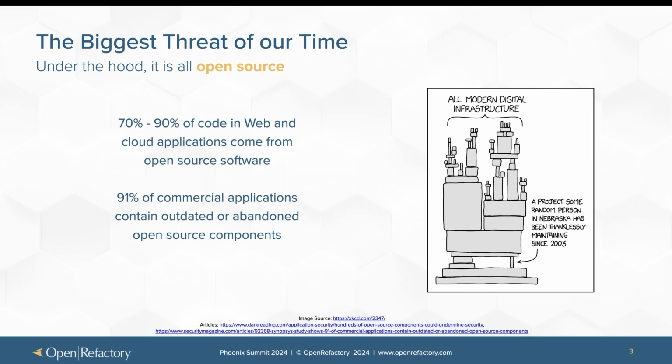So let's go to the biggest threat of our time, which is coming from open source projects. There is a very well-known XKCD comic that is shown here that people use to demonstrate the dependency on open source projects. All modern digital infrastructure is based on hundreds, if not thousands, of open source projects that are underneath. A recent research from Harvard Business School showed that the collective value of open source software is about $8.8 trillion, and that's trillion with a T.